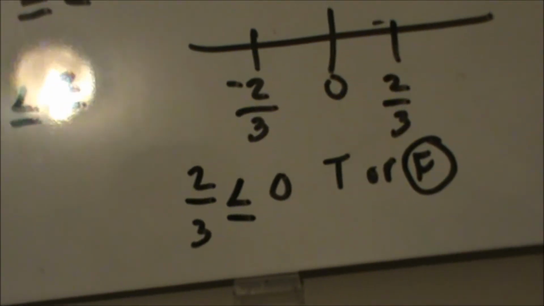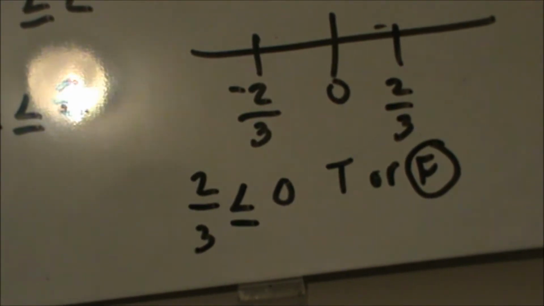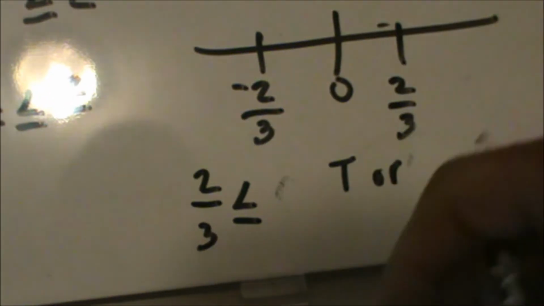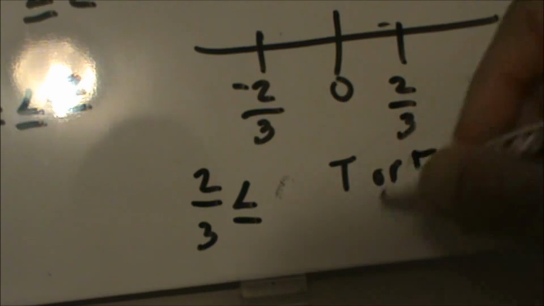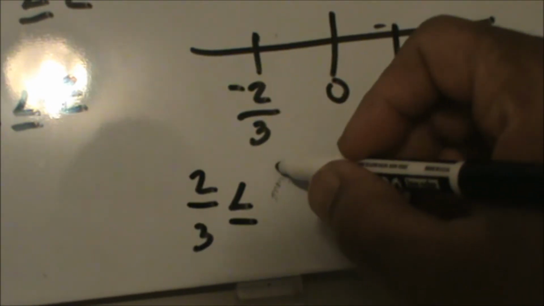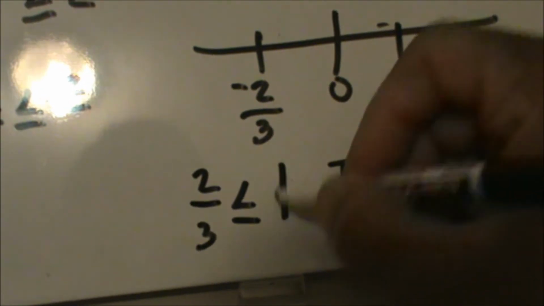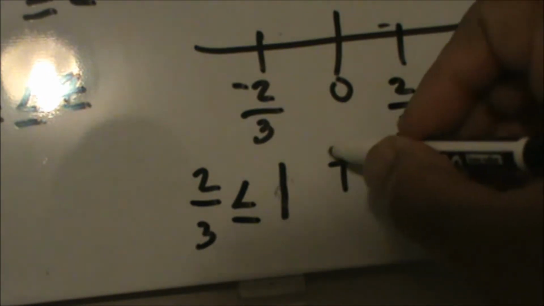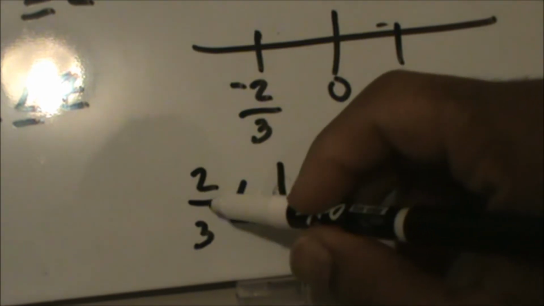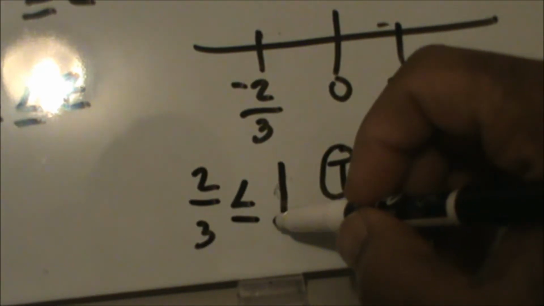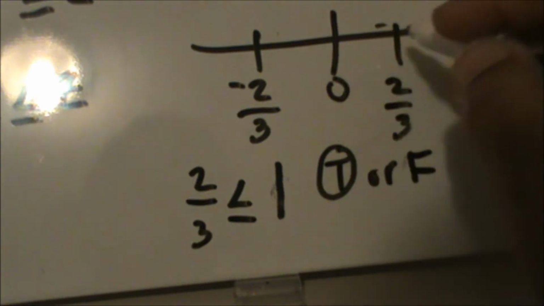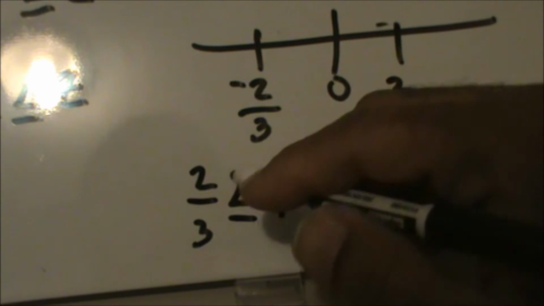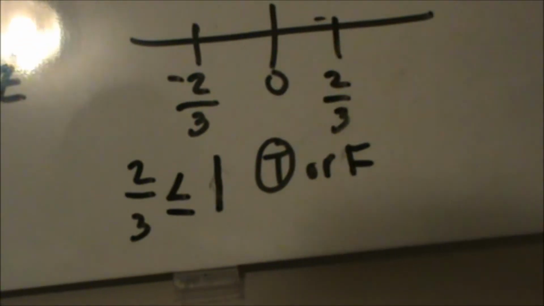Let me repurpose this. I'm going to erase this here and put another value and see if it works. True or false? Is 2/3 less than or equal to 1? That's true. So that means that 2/3 less than or equal to 1 is going to the right. All the numbers that work are going to the right, so they are all positive.